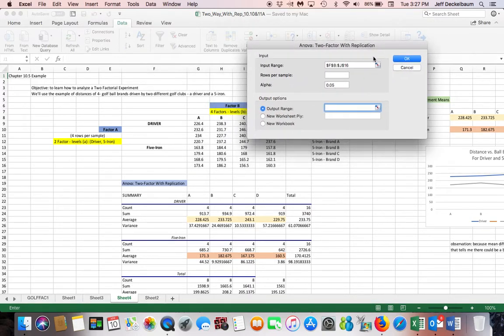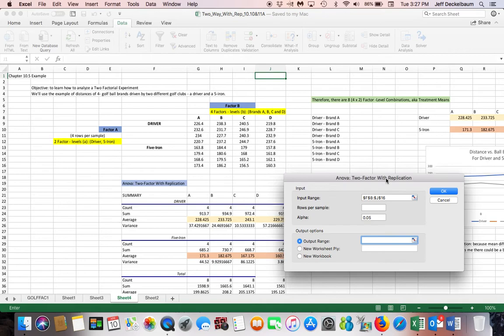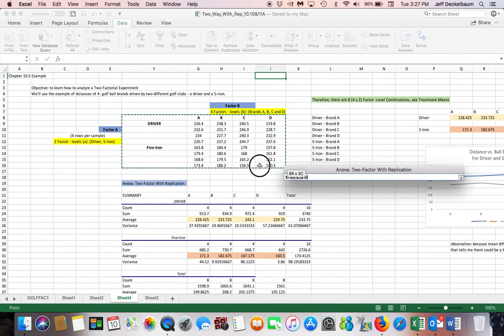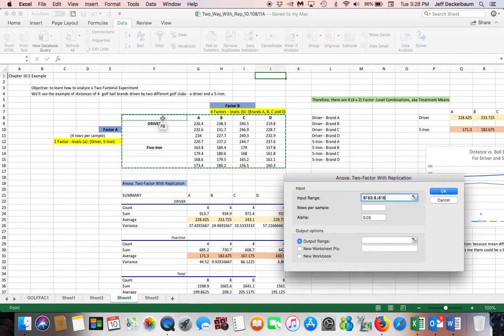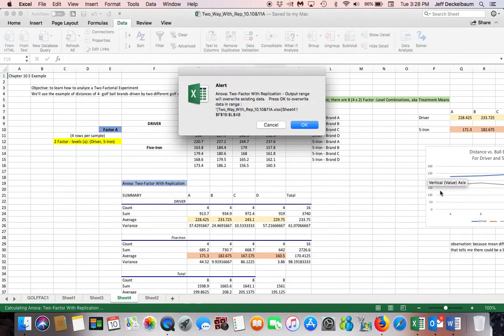We're going to pick this entire matrix. So we pick up the factors, driver and 5-iron, the ball brands. We have 4 rows per sample. We're going to do our analysis with an alpha of 0.05. Our output range I'm going to put right here, and I'm going to click OK.